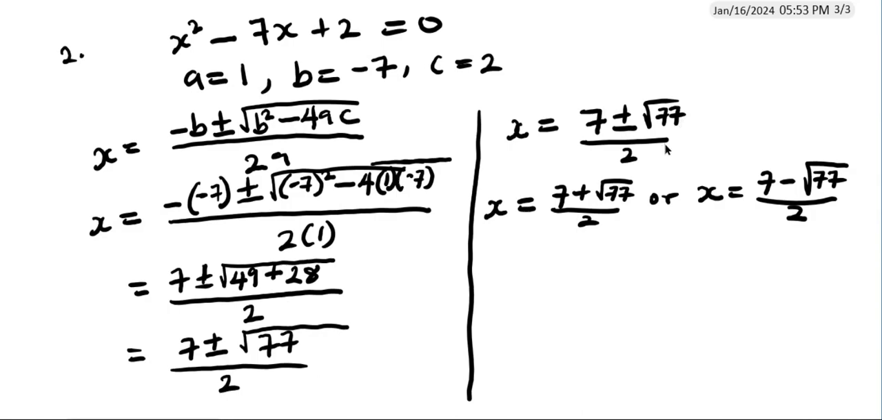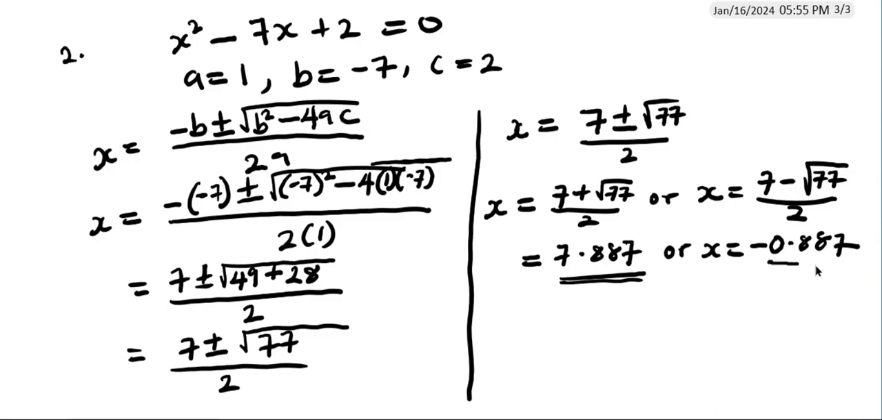So you can leave your answer like this, if you are to leave your answer in short form, or you can as well use your calculator to find the value of this and find the value of this. So if you use your calculator to calculate this, this is what you're going to have. And if you do this one also, this is what you're going to have. So this is your answer, whichever format that you are required to leave your answer. Okay, so let's have one more example on this.